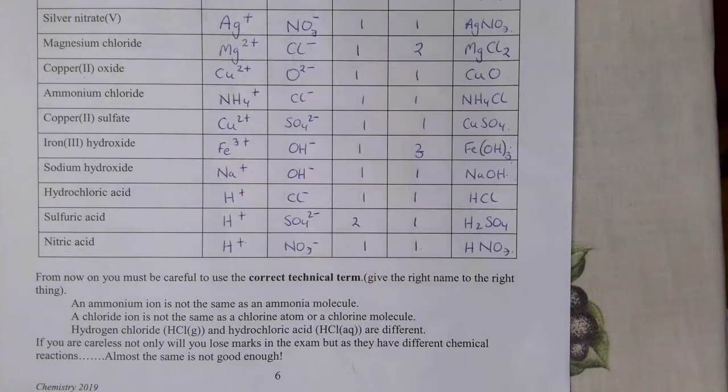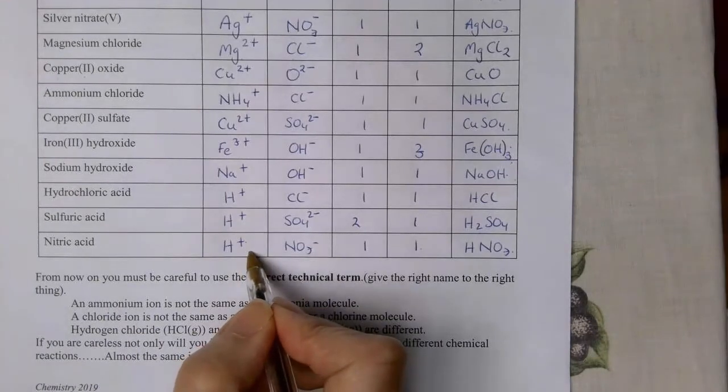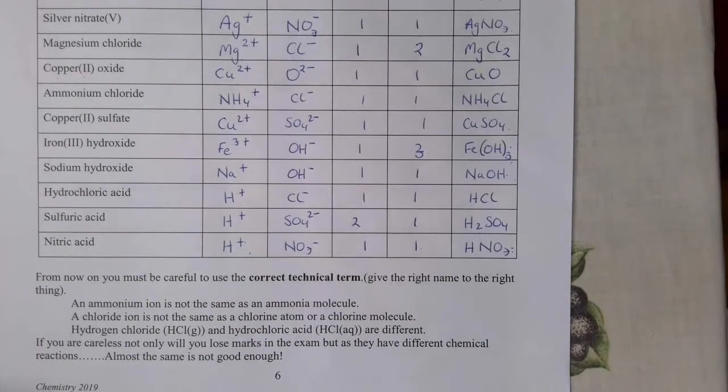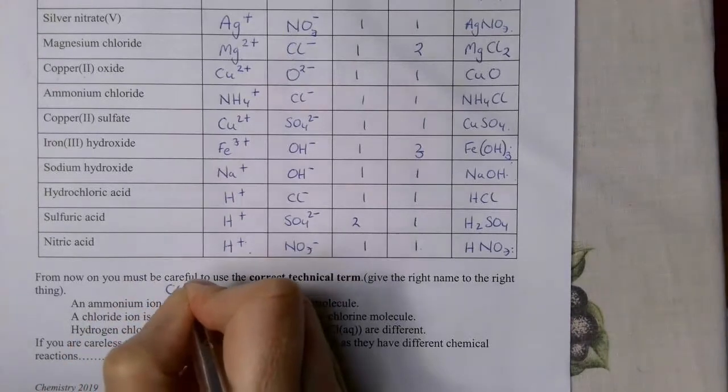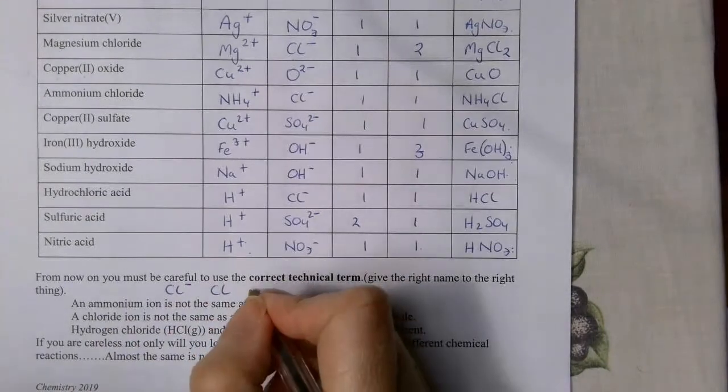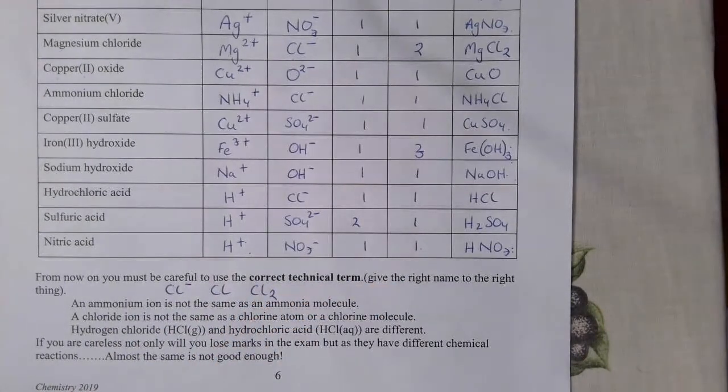From now on, you do need to be very clear about the technical terms that you're using. These are ions, they are not atoms. These are compounds. You need to know the difference between them, and you need to use the right technical term. So a chloride ion is very different from a chlorine atom or a chlorine molecule. They all have a different formula and they all have a different character. So a chloride ion looks like that, a chlorine atom is that, and a chlorine molecule is that? And you need to be very clear when you're talking about those different species.